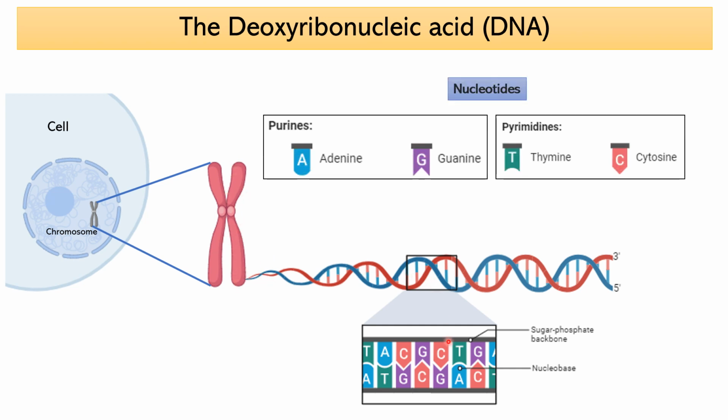This DNA is made up of a sugar phosphate backbone with nucleobases. The sugar phosphate backbone with the nucleobase together is called a nucleotide. So we have 4 different nucleotides in our DNA, and they are adenine, guanine, thymine, and cytosine.